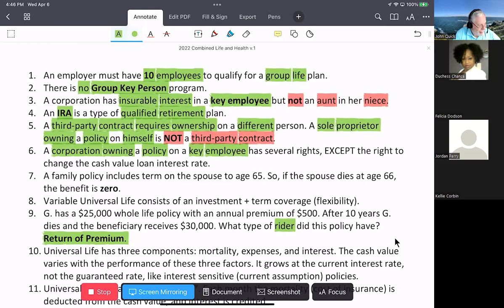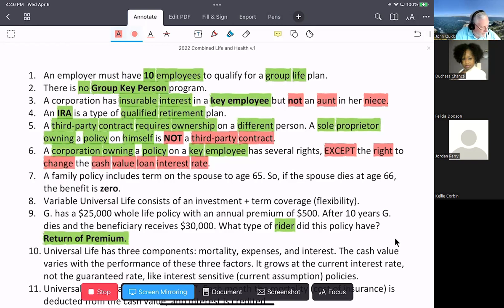But they cannot change the cash value interest rate, because the cash value loan interest rate is non-negotiable. It's a contract of adhesion. And you don't get to pick your loan interest rate. The insurance company tells you what it is. Now, most of the time it's fixed rate. If it's a variable rate, they can vary it on you and there's nothing you can say about that.